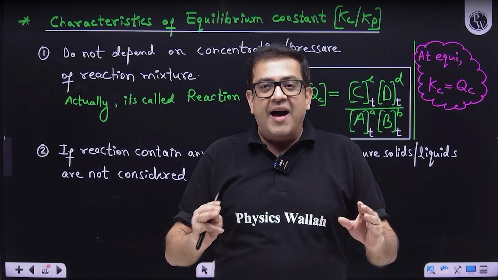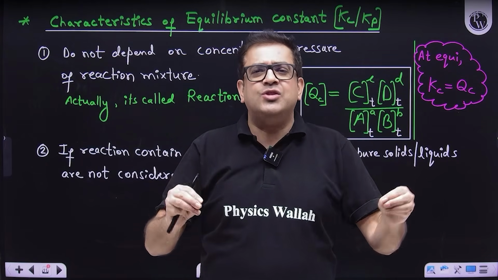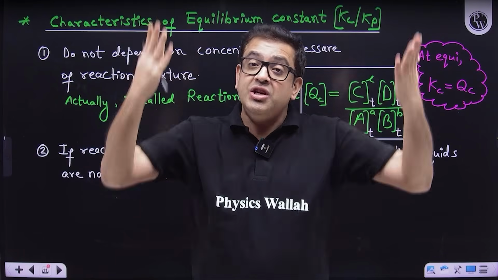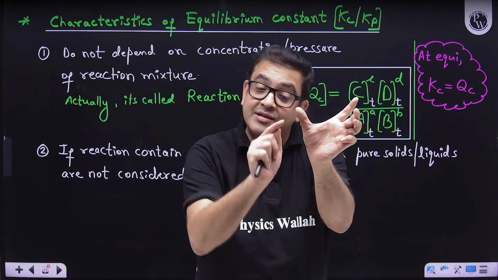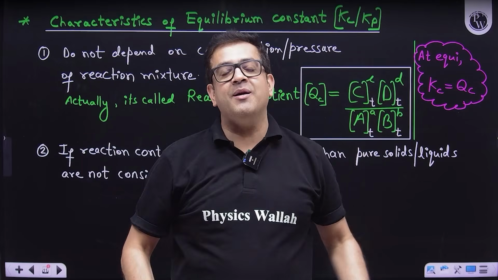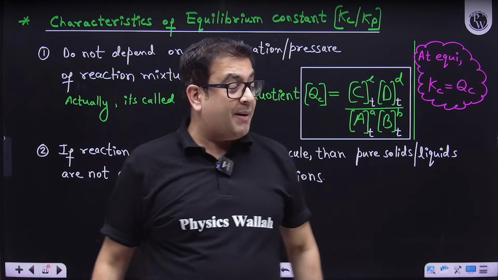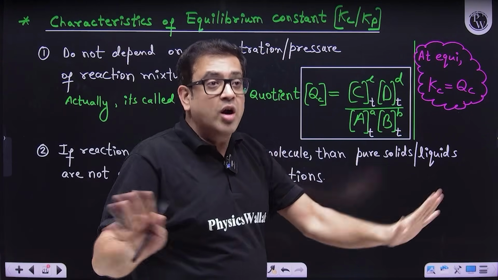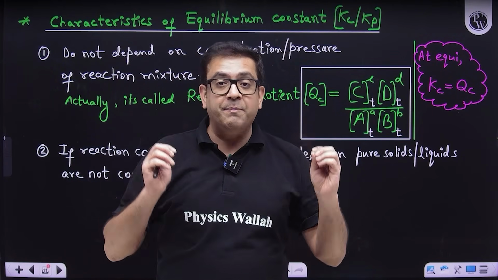So the value of Kp and Kc has nothing to do with the actual value of the reaction mixture, their concentration and their pressure. When they reach equilibrium, their equilibrium value ratio of products and reactants has to become equal to K, because those values have to become constant. So one thing you have to really keep and kick inside your mind, that the value of the equilibrium constant does not at all depend on the concentration of the reaction mixture or the pressure of the reaction mixture.